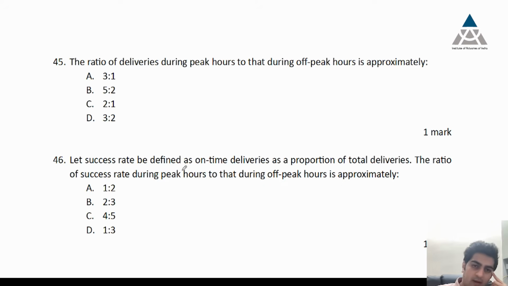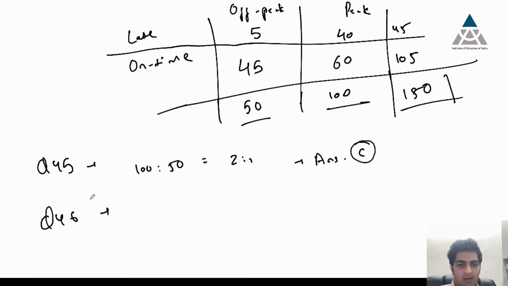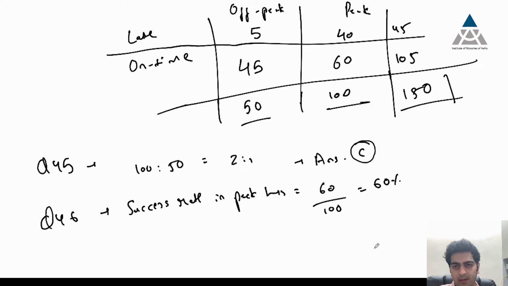46 says let success rate be defined as on-time deliveries as a proportion of total deliveries. So whatever total deliveries you do, on-time deliveries will be counted as a success part of it. So you are required to calculate the ratio of success rate during peak hours to that of off-peak hours. So it's quite interesting. What is success rate during peak hours? Can I say that will simply be in peak hours we had 60 on time upon 100. So 60 upon 100, that is 60%.